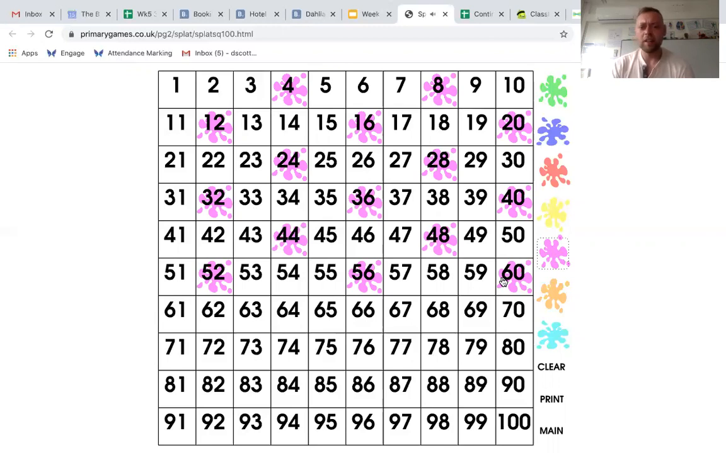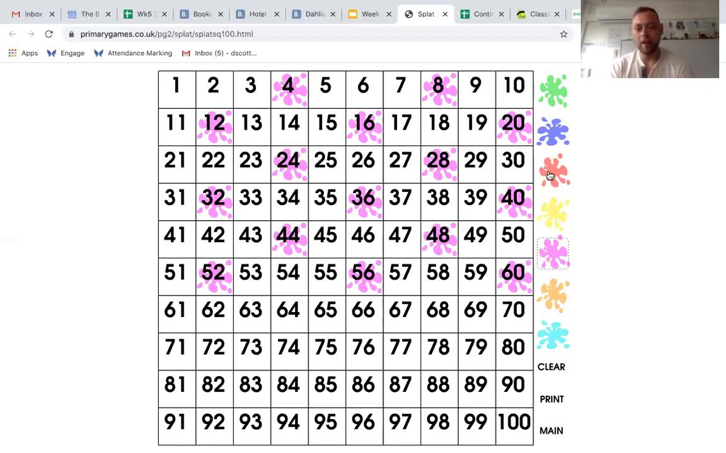All right, so can you tell me something that you notice about the 4 times table? Because this is what it is. When we count in fours, we're counting in the 4 times table here. What do you notice about the ones? Yeah, they're all even numbers.